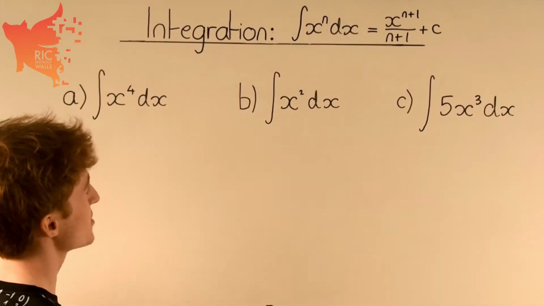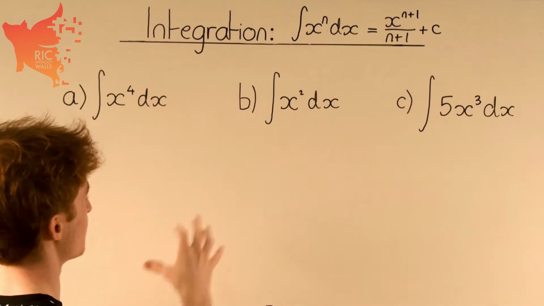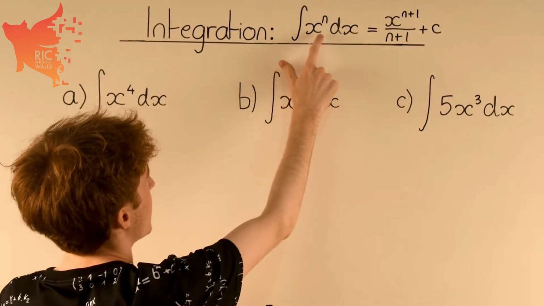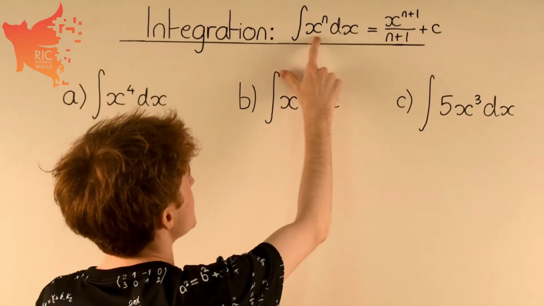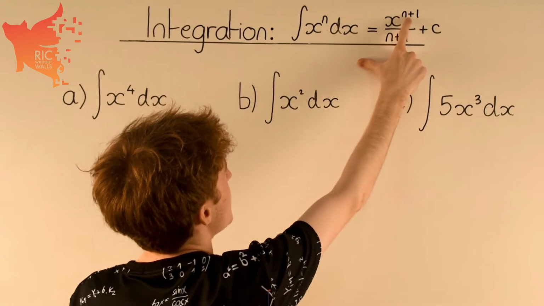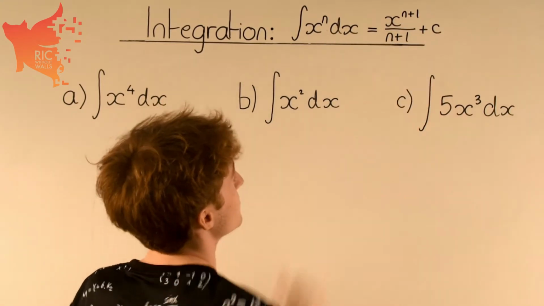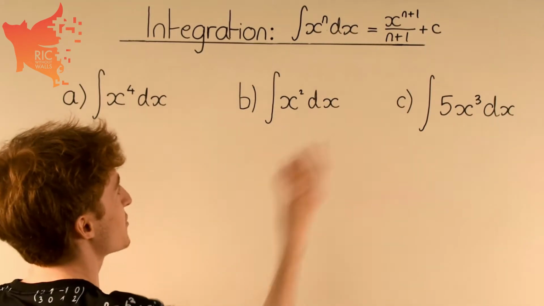Now, the most important rule that you should know about integration is the fact that it's the opposite of differentiation. So with that in mind, let's look at how we integrate an expression like x to the power of n, where n is just any number. Well, when we integrate this, we get x to the power of n plus 1 divided by n plus 1 plus c.